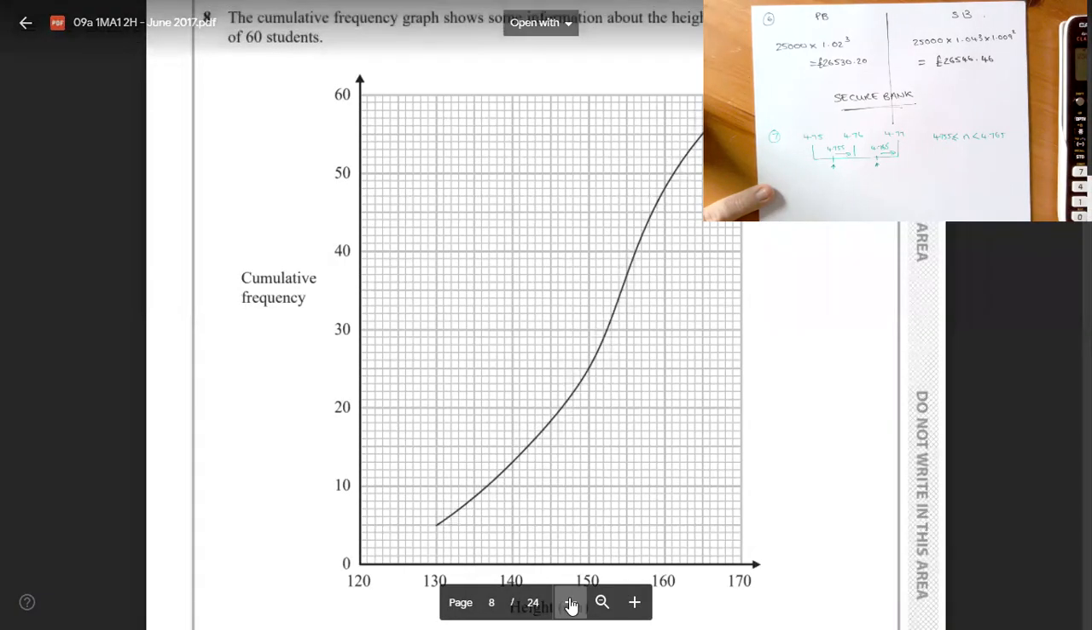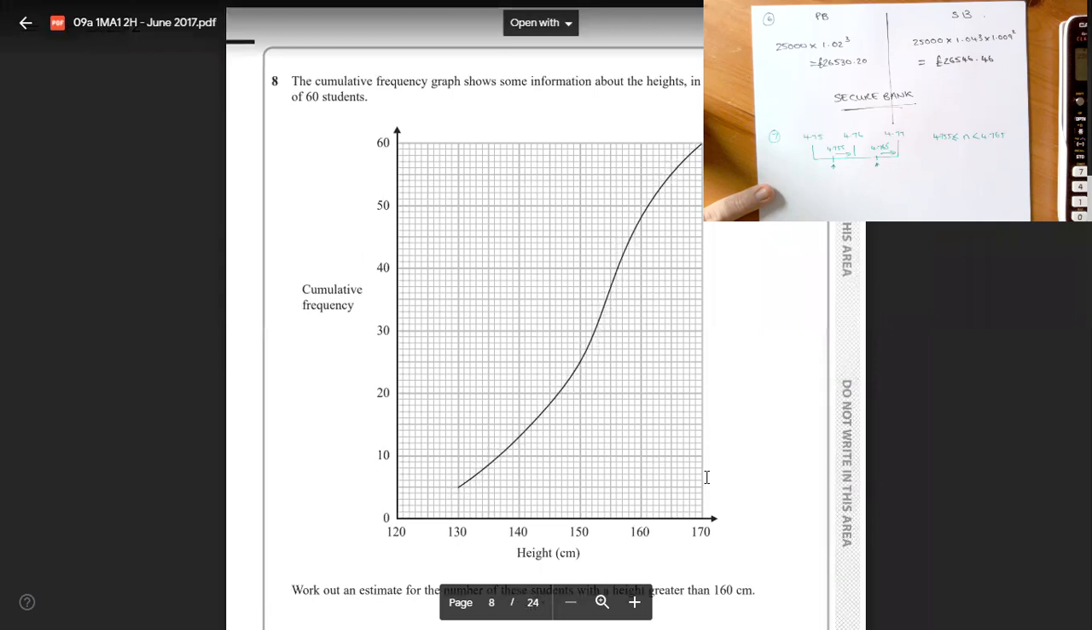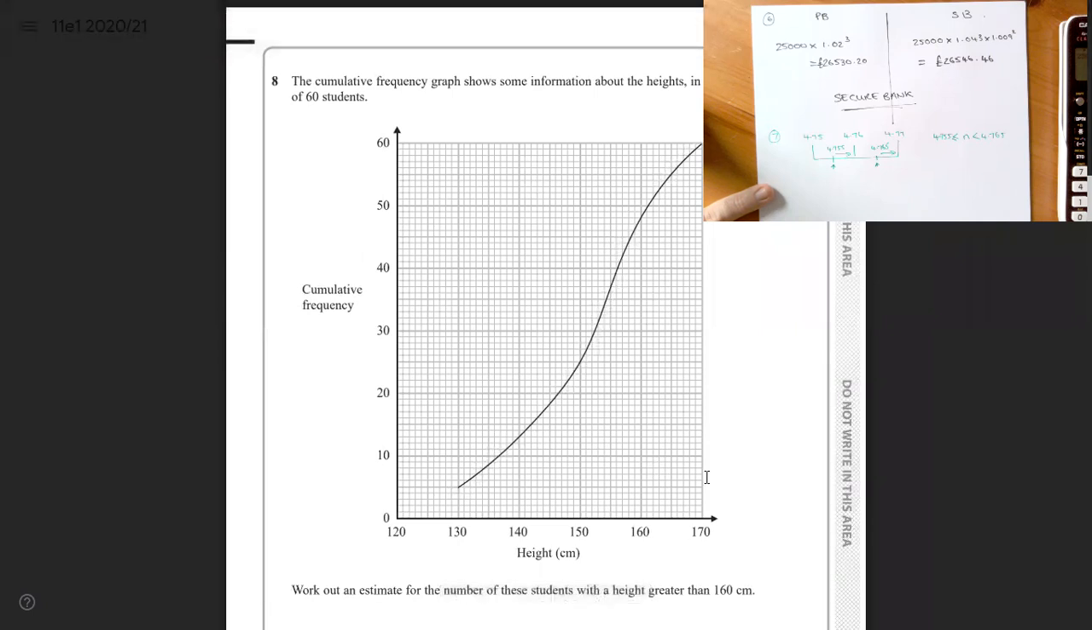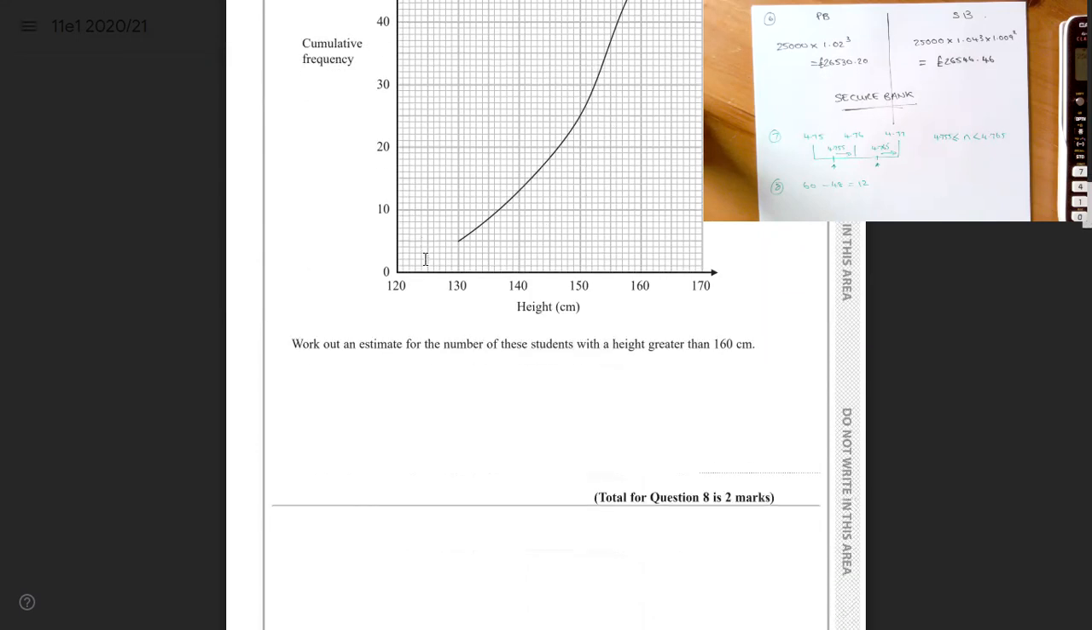Okay, so cumulative frequency graph. Work out an estimate for the number of students with a height greater than, okay, this is the important bit, greater than 160. So I'll go along to 160, do my dotted line up to the line, read across, that comes out at 48. And there's 60 students minus the 48 means that there's 12 greater than 160 centimeters.